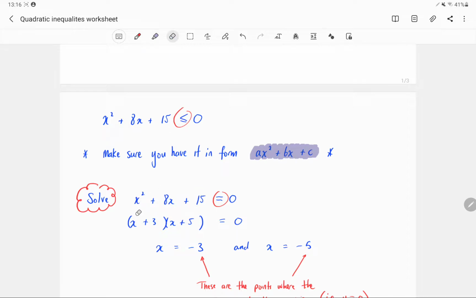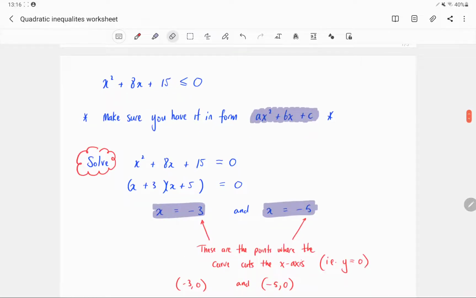Now because we're letting it equal 0, our two solutions for this quadratic equation are minus 3 and minus 5. Whenever we let a quadratic equal 0 and we solve, that gives us two very important points. These are the points where the curve cuts the x-axis. So whenever we come to draw or sketch our curve, these points are very important.